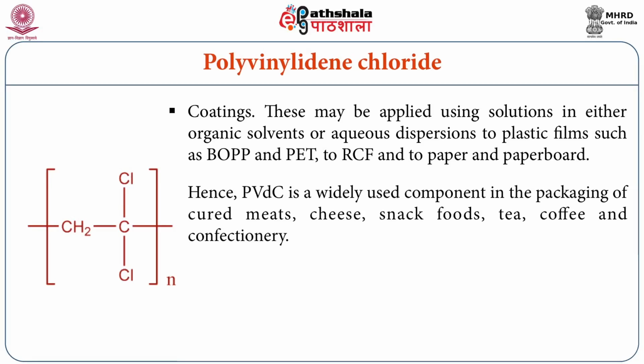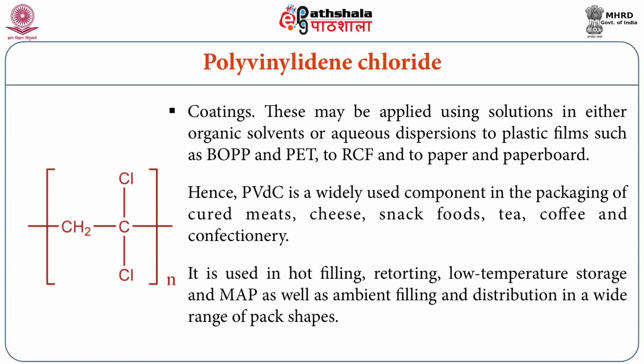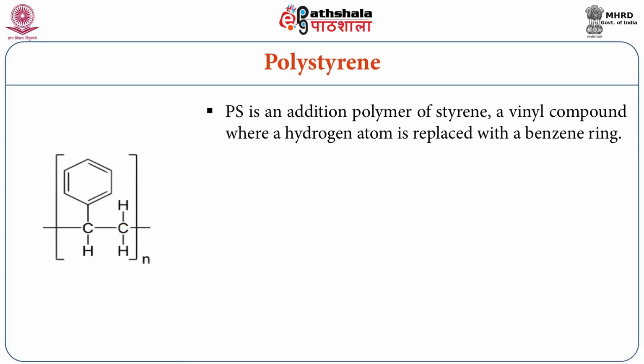So, PVDC is a widely used component in packaging of cured meats, cheese, snack foods, tea, coffee and confectionery. It is used in hot filling, retorting, low temperature storage and modified atmosphere packaging, as well as ambient filling and distribution in a wide range of pack shapes. Polystyrene is an addition polymer of styrene, a vinyl compound where a hydrogen atom is replaced with a benzene ring.